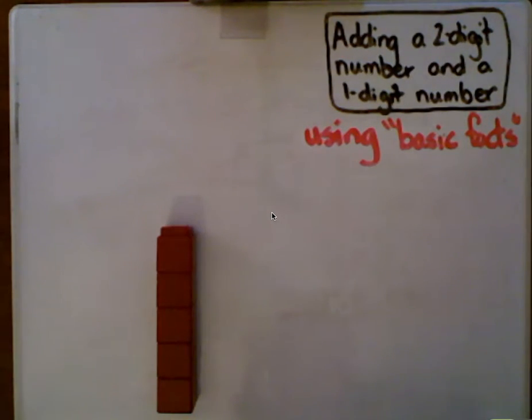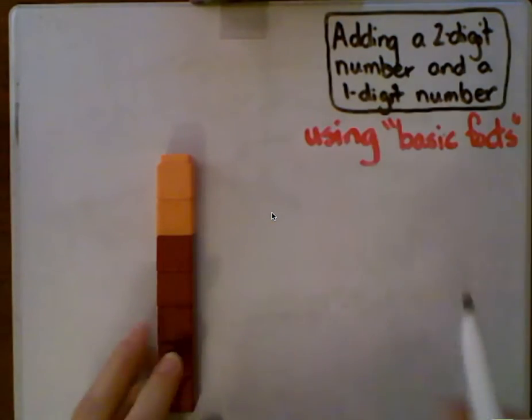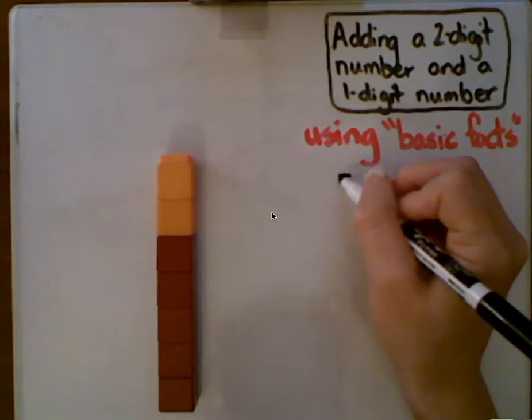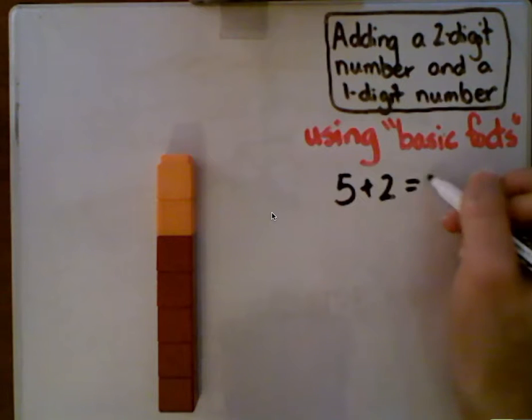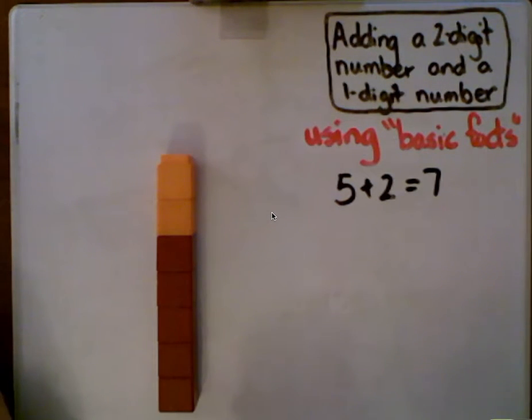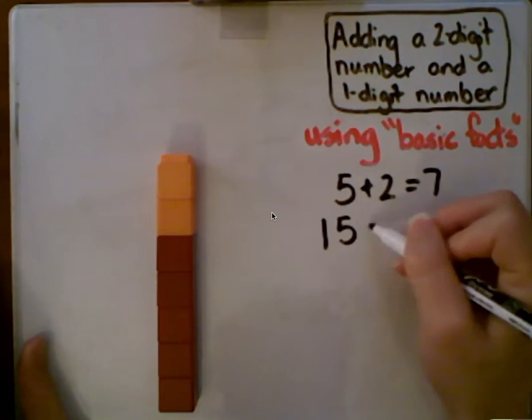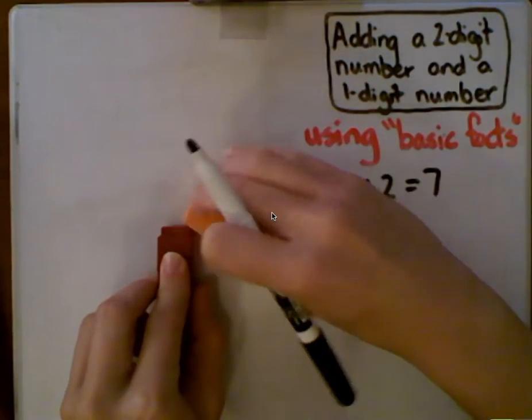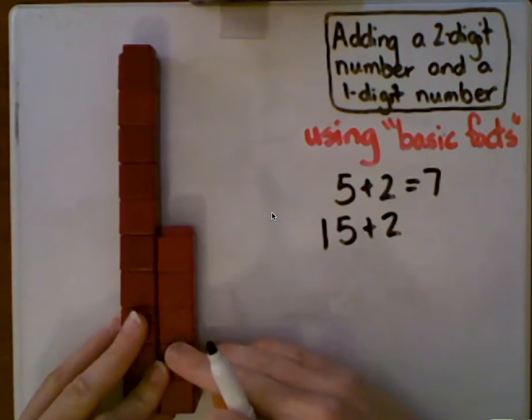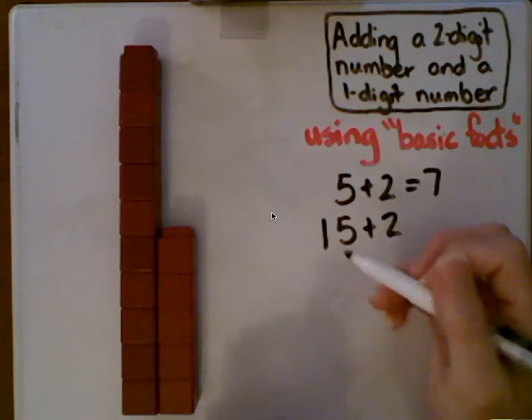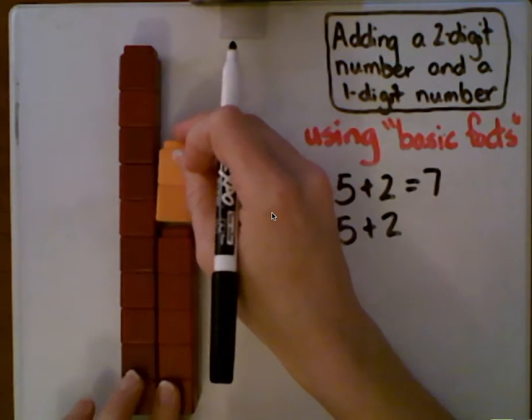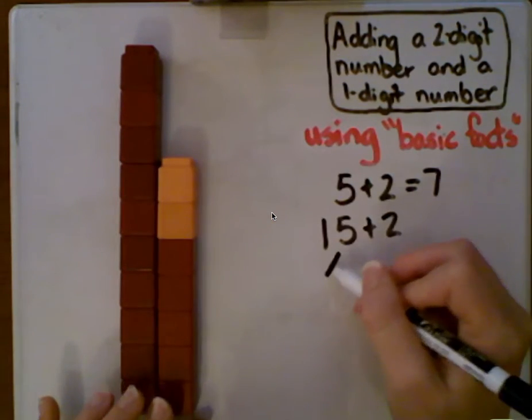Let's look at the work that students do around adding a 2-digit number and a 1-digit number. Most second graders have come into our class knowing this fact: 5 plus 2 equals 7. As we think of 15 plus 2, we recognize that we can just add our 5 plus 2.